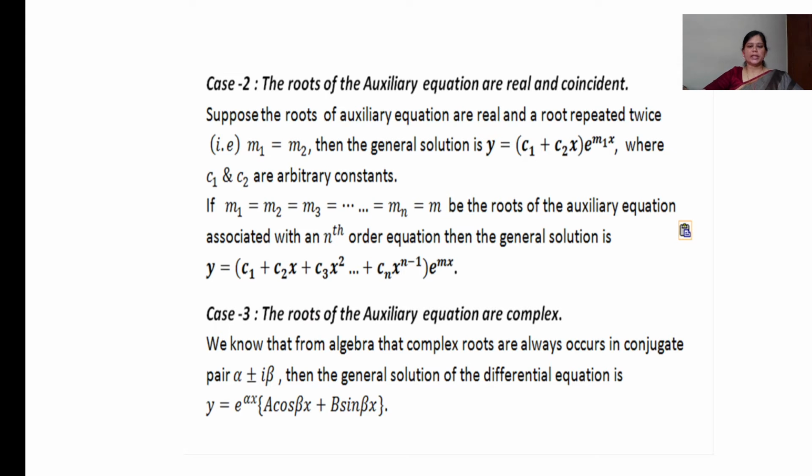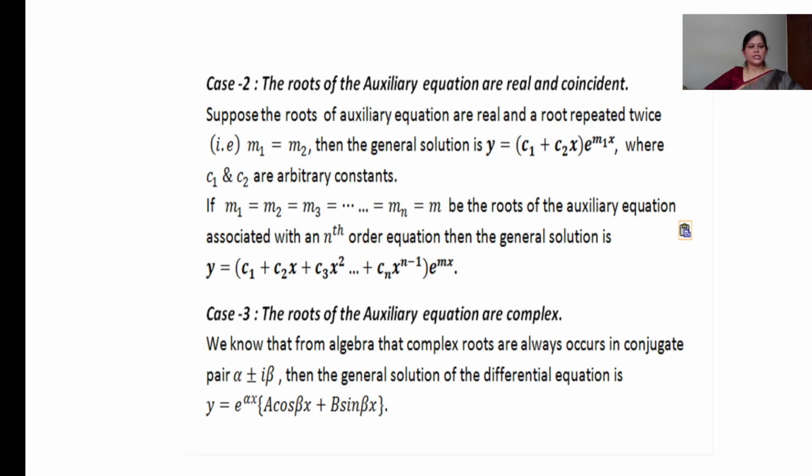The roots of the auxiliary equation are real and coincident. Suppose the roots of the auxiliary equation are real and repeated twice, then m1 is equal to m2. Then the general solution is y is equal to c1 plus c2 into x into e to the power m1x, where c1 and c2 are arbitrary constants.